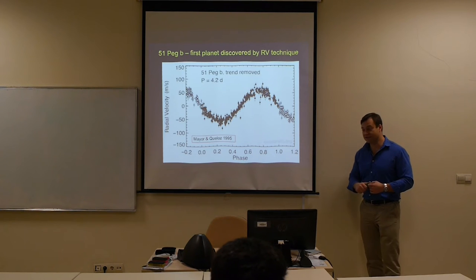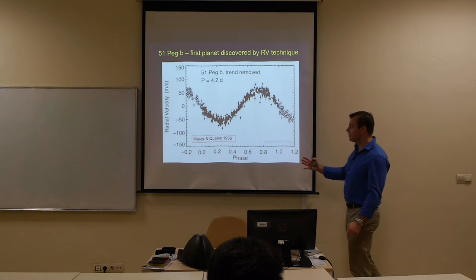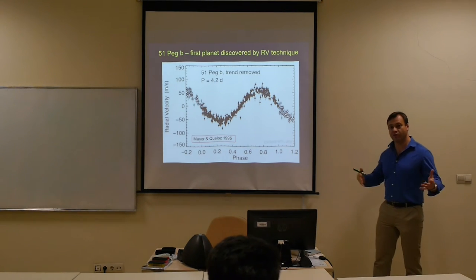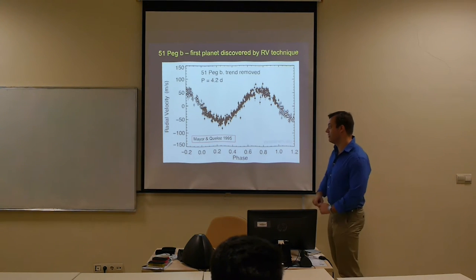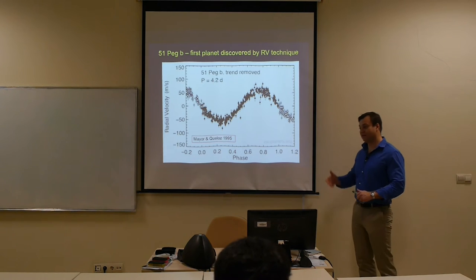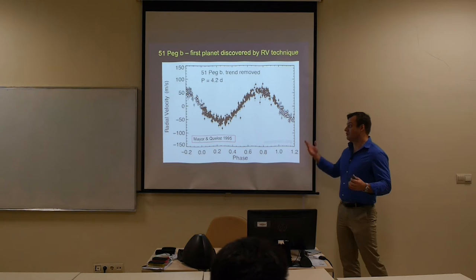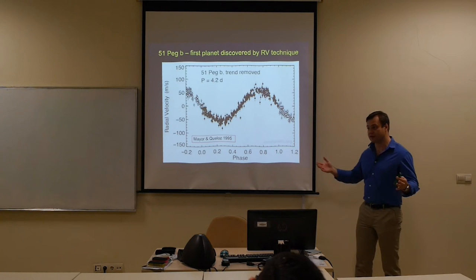So this is a tiny, very compact orbit, and just admitting that a giant planet can be sitting in such an unusual configuration from the point of view of the solar system required quite a bit of courage from Mayor and Queloz. But they have really been rewarded now by the fact that they are the first discoverers of exoplanets around normal stars.